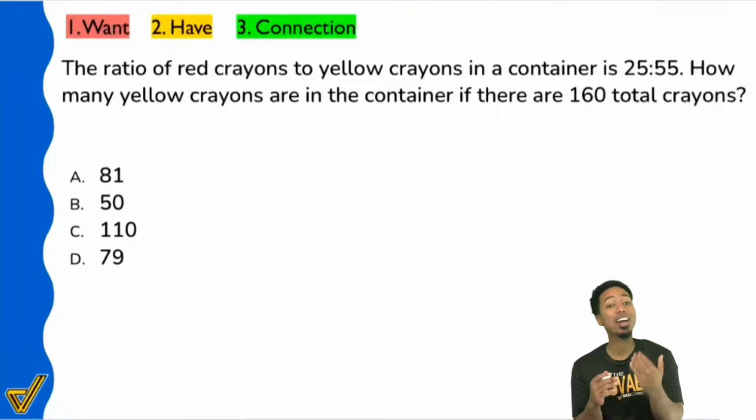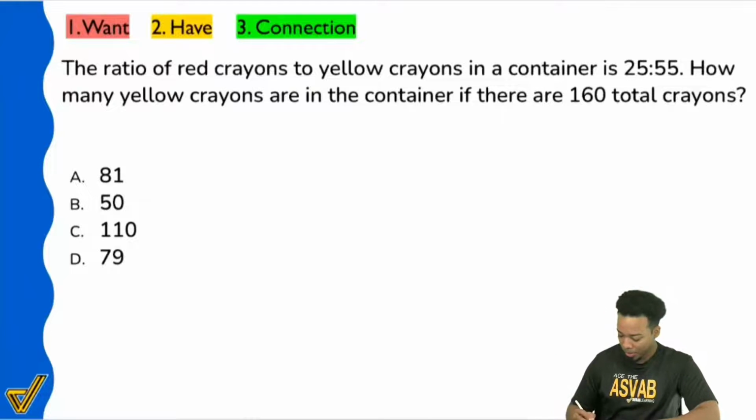I'm glad that you're being honest about this. So let's dive on in here. First things first, we need to read the question and understand what it is that we're trying to find. So just like the previous ones, we start right here.